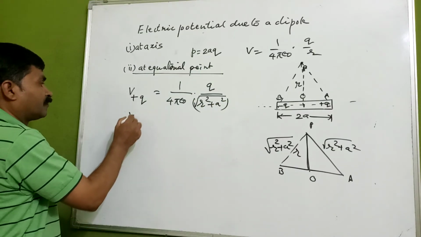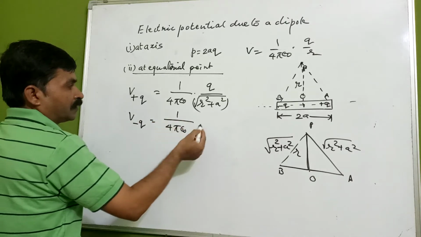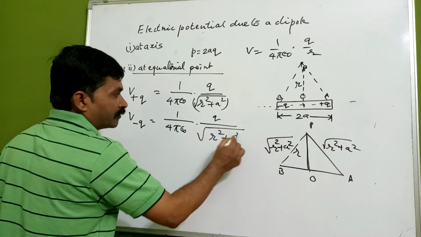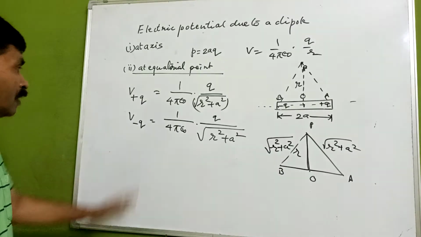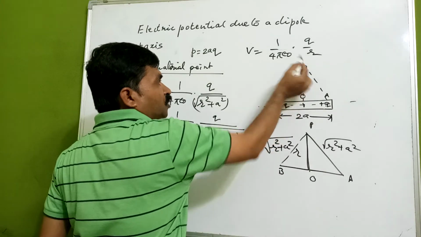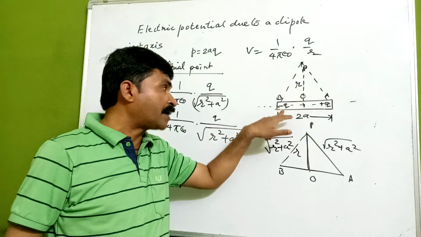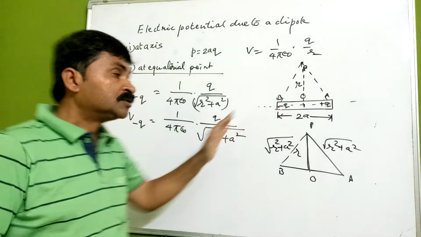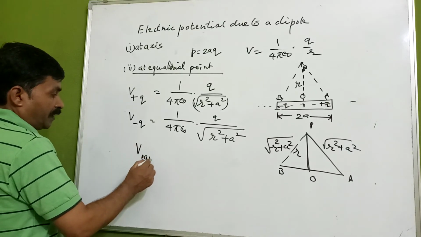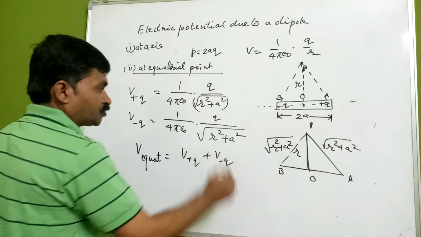Now similarly, you have got charge minus Q, that is V minus Q equals 1 upon 4 pi epsilon naught into Q upon under root r square plus a square. Because of this there will be electric potential, because of this negative charge there will be electric potential. प्लस q चार्ज के कारण ये इलेक्ट्रिक पोटेंशियल है, माइनस q चार्ज के कारण ये इलेक्ट्रिक पोटेंशियल है, दोनों का कंबाइंड इफेक्ट क्या होगा? सो द रिजल्ट विल बी एट इक्वेटोरियल V plus Q and V minus Q charge electric potential.